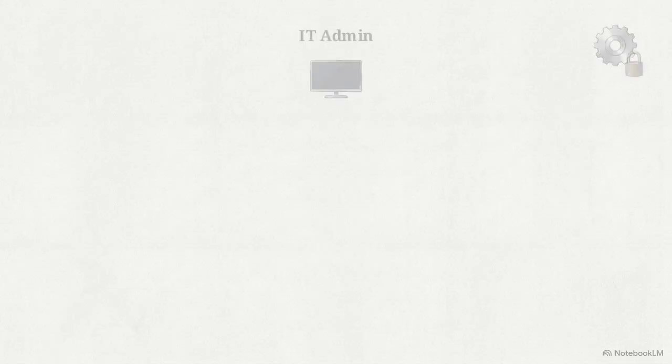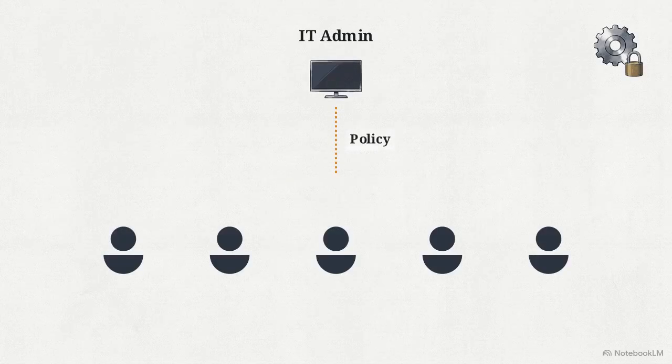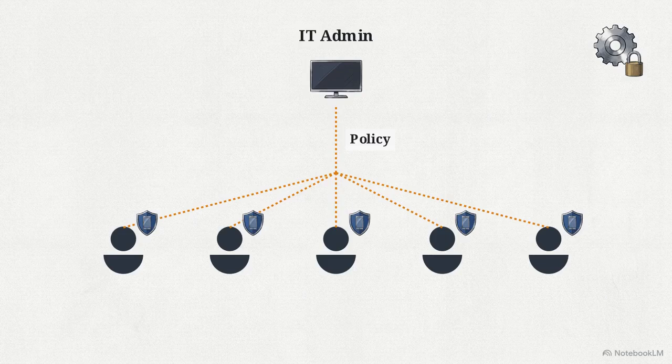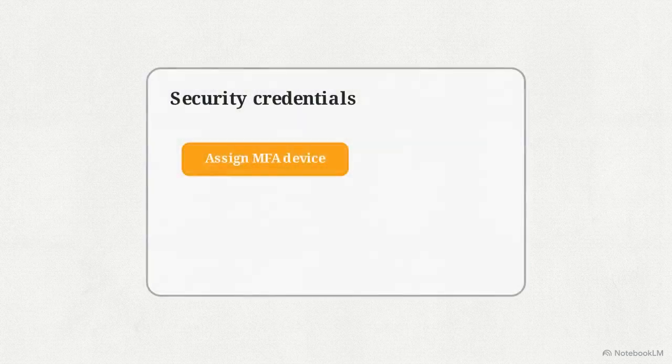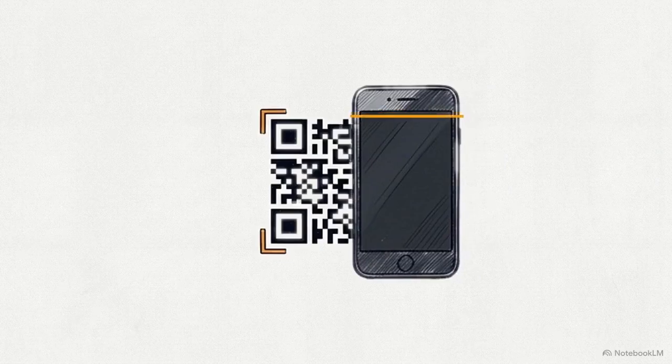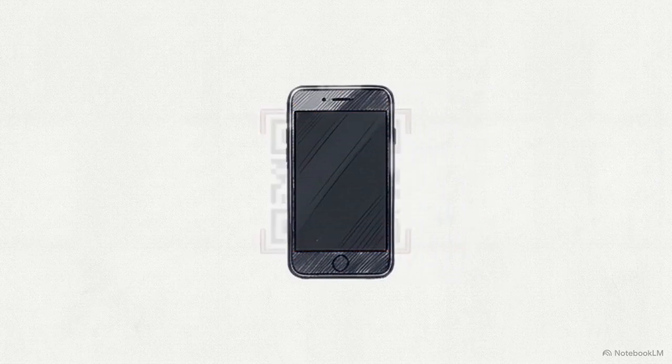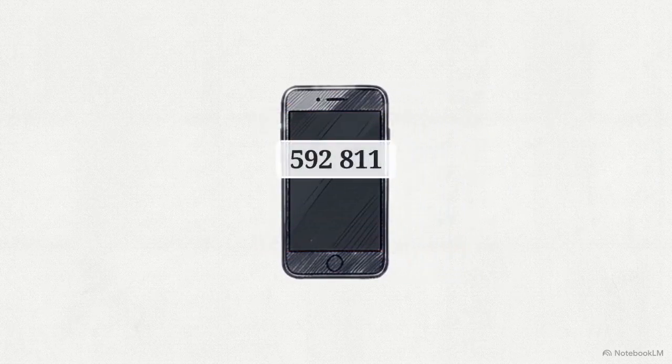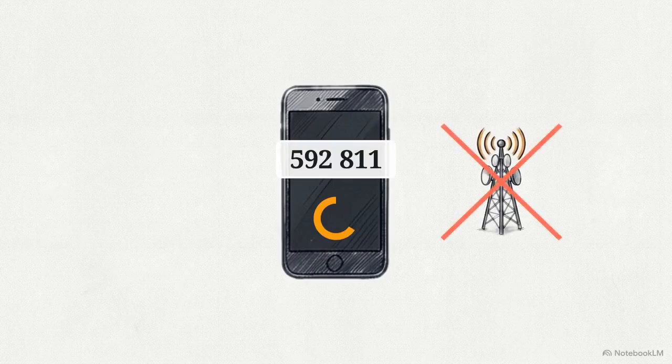In a business environment, IT administrators can set specific rules, called policies, that permit employees to set up their own authenticator apps. This lets everyone manage their own security without needing the power to change anything else in the system. Click Assign MFA Device and select Authenticator App. A unique QR code appears. Point your phone's Authenticator app at the screen to scan it. The server syncs instantly. Your phone now generates a new offline code every 30 seconds, bypassing vulnerable cell tower signals.